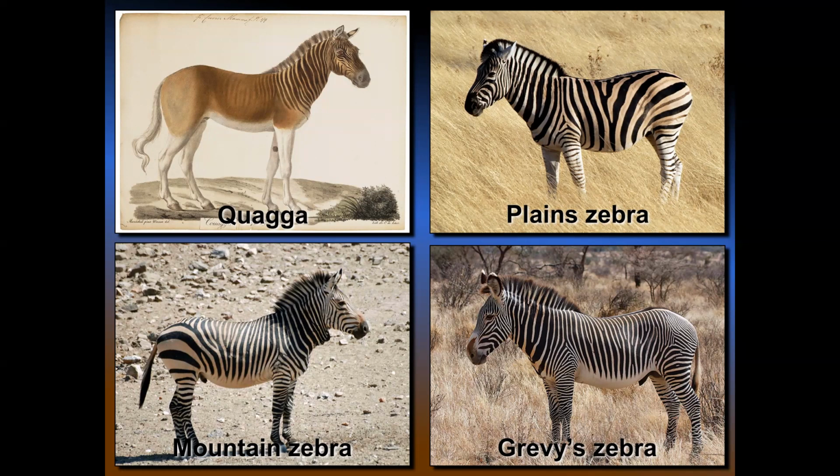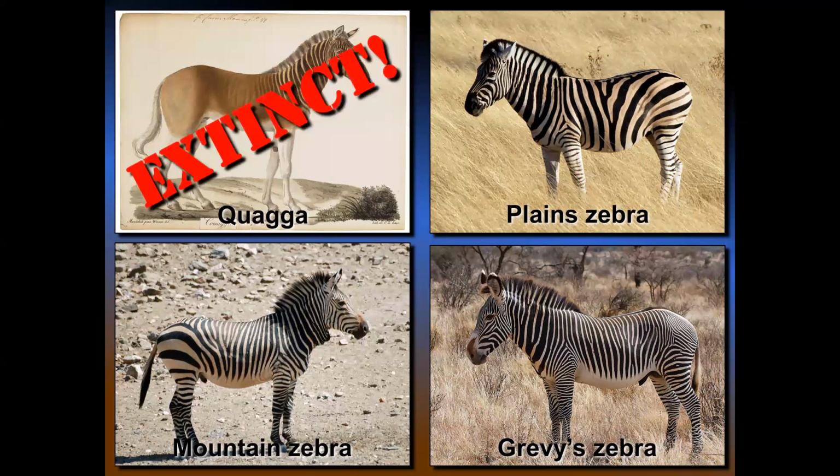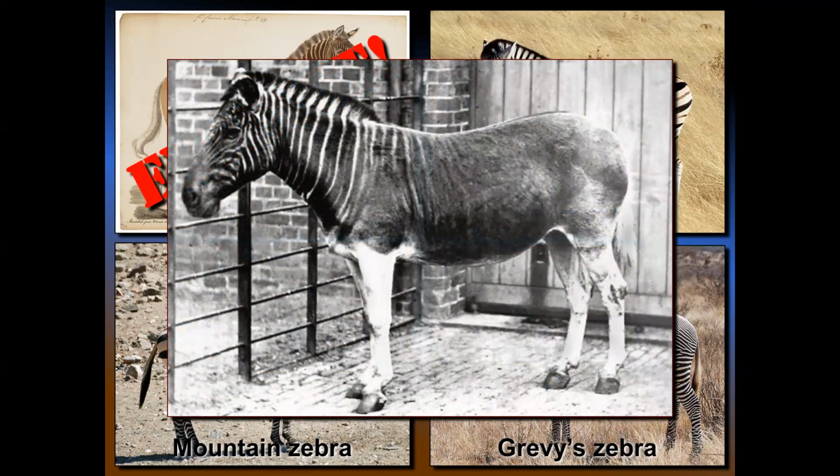And the other distinguishing feature about quaggas is that they are extinct. We don't have quaggas alive today. That's why I'm showing you old pictures of them. The last quagga died in the Amsterdam Zoo back in 1883. And this is a picture of, I believe, a quagga in the London Zoo before it died, but this is what a quagga looked like in life.